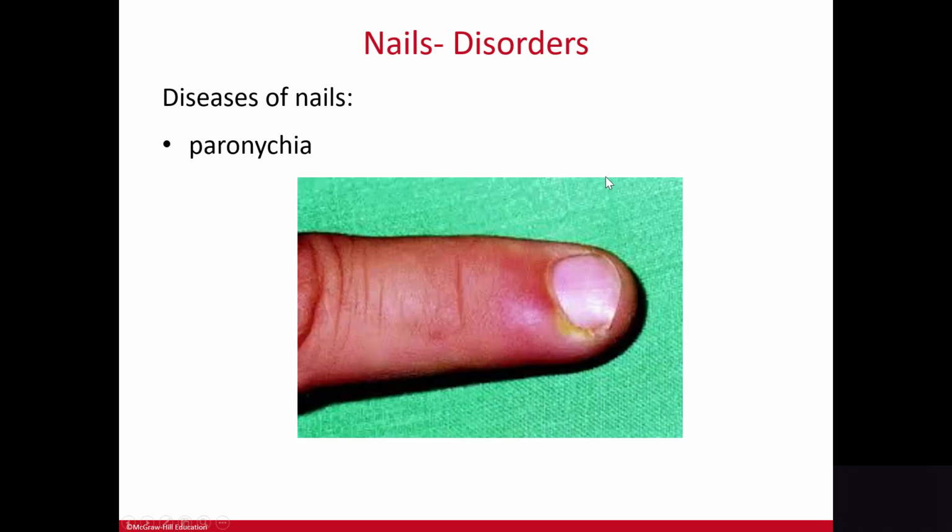A paronychia is a bacterial infection. Usually this is a staph infection that can occur along the base or the side of the nail. This area becomes red, painful, swollen, and is especially common in people who chew or bite their nails. Usually it requires topical antibiotics unless it becomes very severe, then the person may need oral antibiotics.